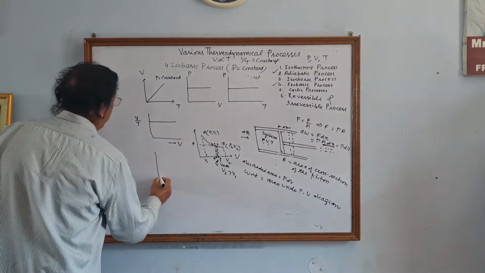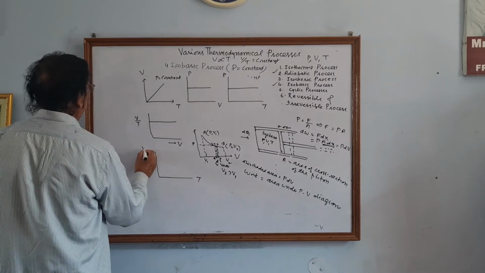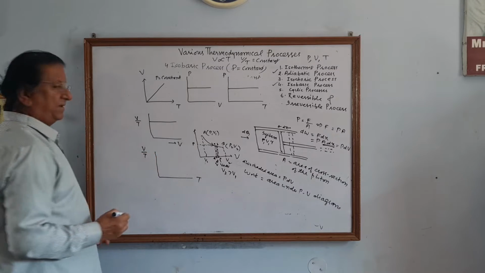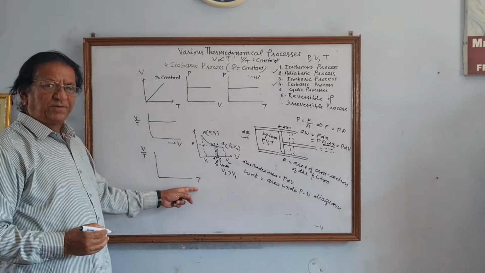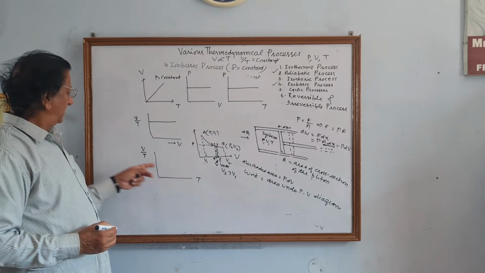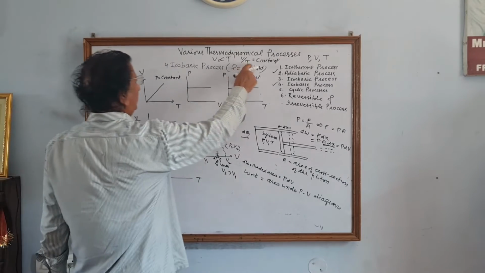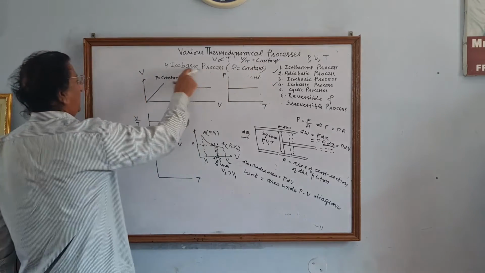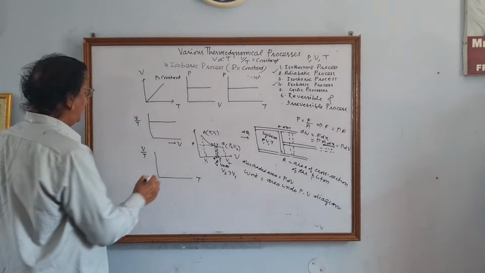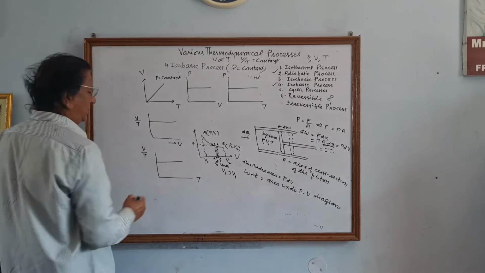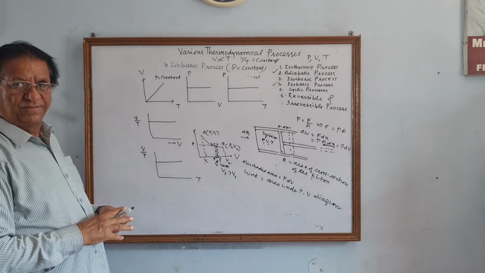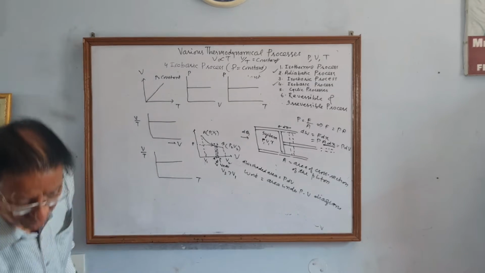You can have another graph between the absolute temperature of the gas and V by T. Again, this ratio V by T has to be constant for an isobaric process. So this graph will also be a straight line parallel to the temperature axis. Clear?